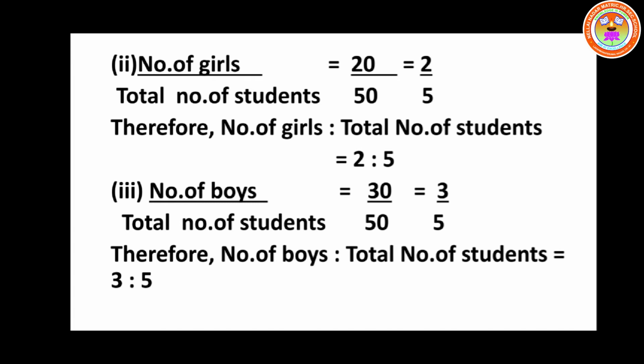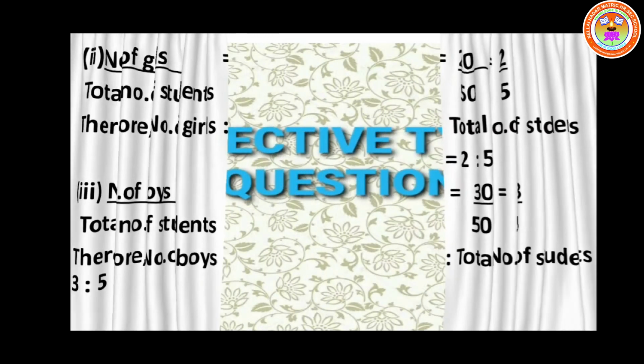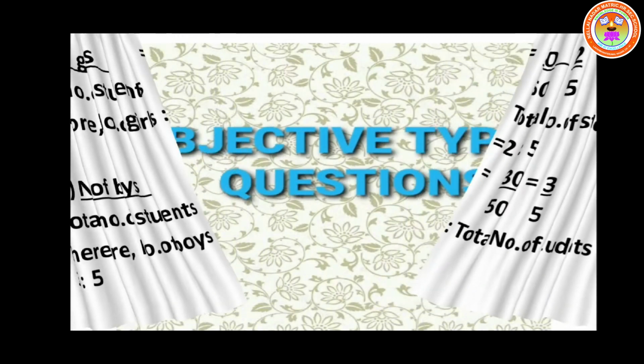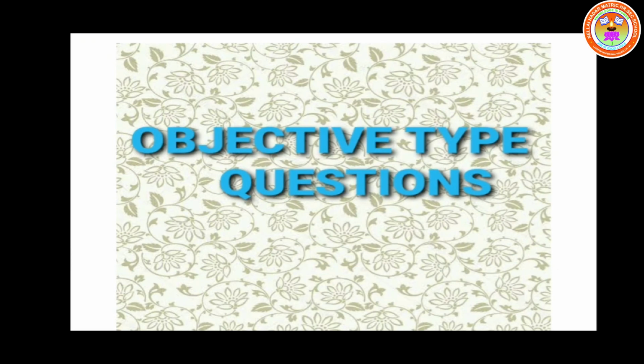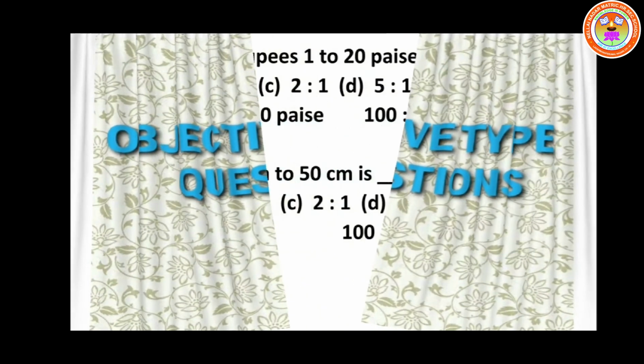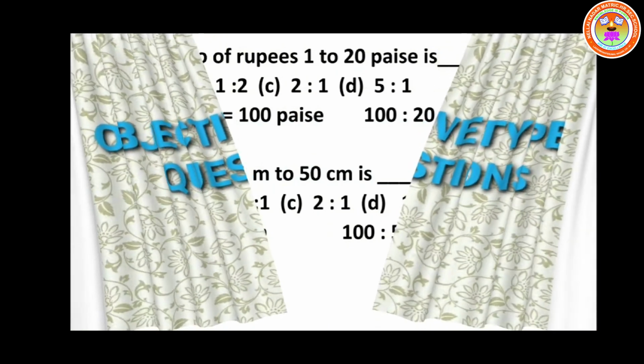Okay children, now the subdivision 3, number of boys divided by number of students, which is equal to 30 divided by 50. Number of boys, how many are there? 30. Total number of students is 50. So your final answer is 3 divided by 5. So therefore number of boys is to total number of students is equal to 3 is to 5. Okay children, now let us move on to the objective type questions. So in exercise 3.1 the problems are over. Now let us move on to the objective type. It is just a continuation number.